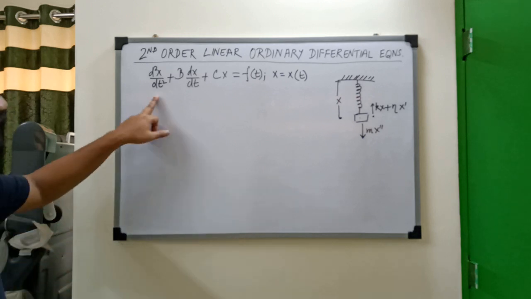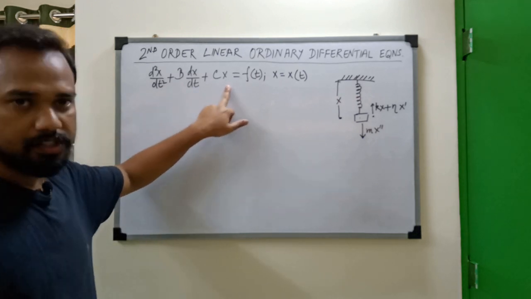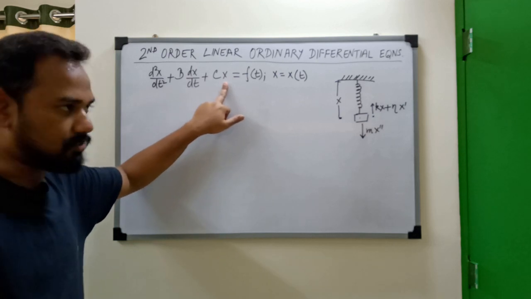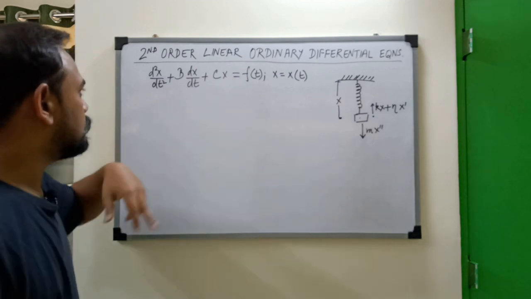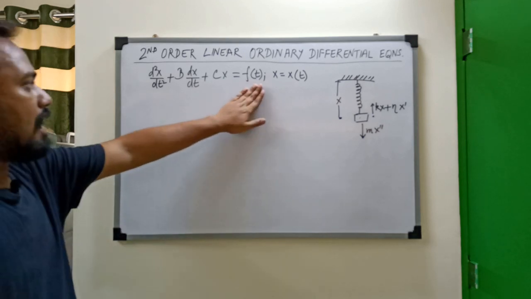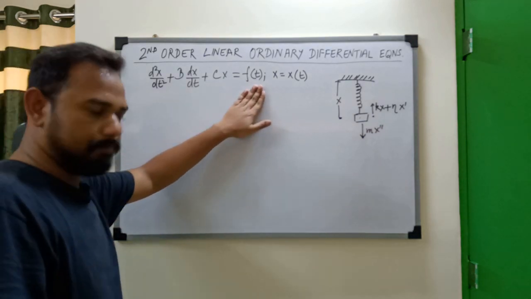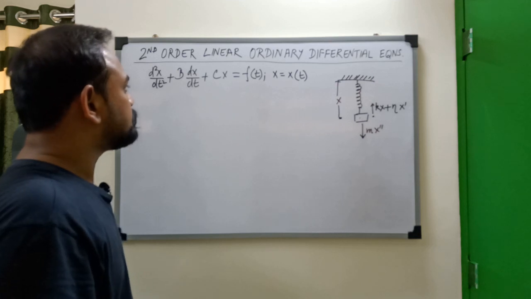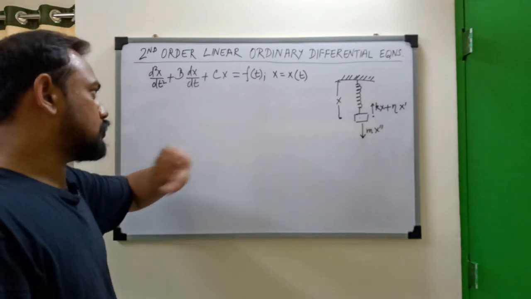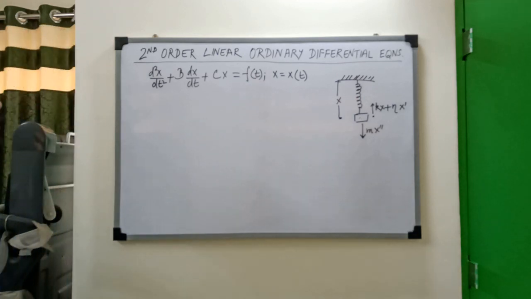One is the second order term, the first order term, then the zeroth order term. Zeroth order because it has not been differentiated at all, so that's a zeroth differentiation term. And you can have some function of time, f(t), on the right hand side, which is normally called the input or an external force, depending on what the situation is.